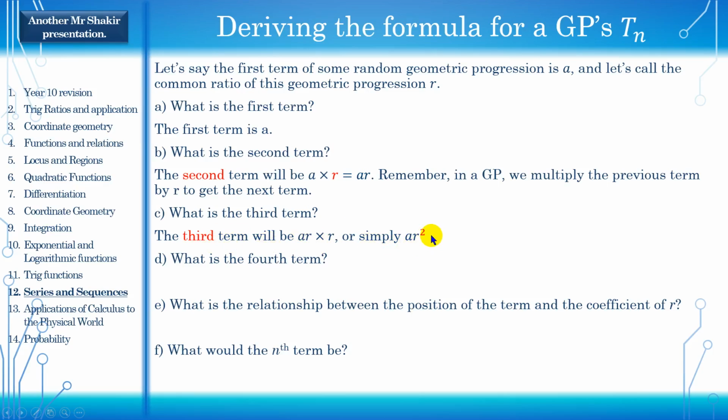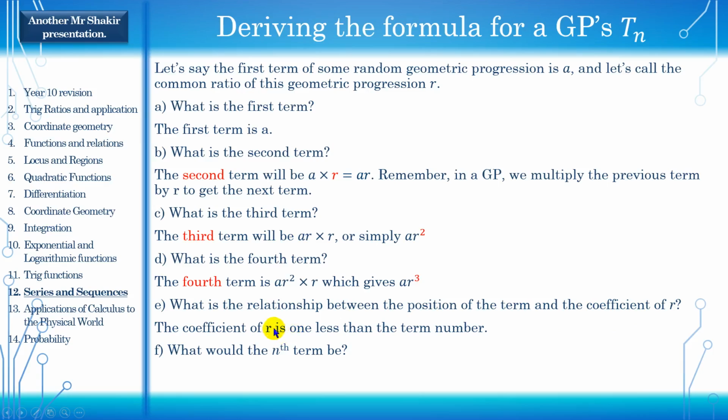Should be a dead giveaway, but let's look at the fourth term anyway. The fourth term will be ar squared, which is the third term, multiplied by r again, the common ratio, because it's increasing by a multiple of r every single term, right? This gives us ar cubed. So fourth term, ar cubed; 4, 3, 3, 2, 2, 1. Hopefully that gives it away. So what is the relationship between the position of the term and the power of r? Well, the power of r is 1 less than the term number.